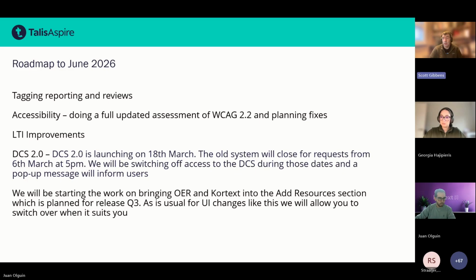Finally, we're going to be starting work on bringing OER and Core Text into the add resources section. So when you add a resource, at the moment, you can either add from Nielsen book data or your discovery system and your My Bookmarks. We'll be expanding that so you can add many different resources, and that will include OER and Core Text, using the Core Text supplier. As usual, any UI changes, we will allow you to switch it on when you're good and ready, so we won't switch everyone over to it.